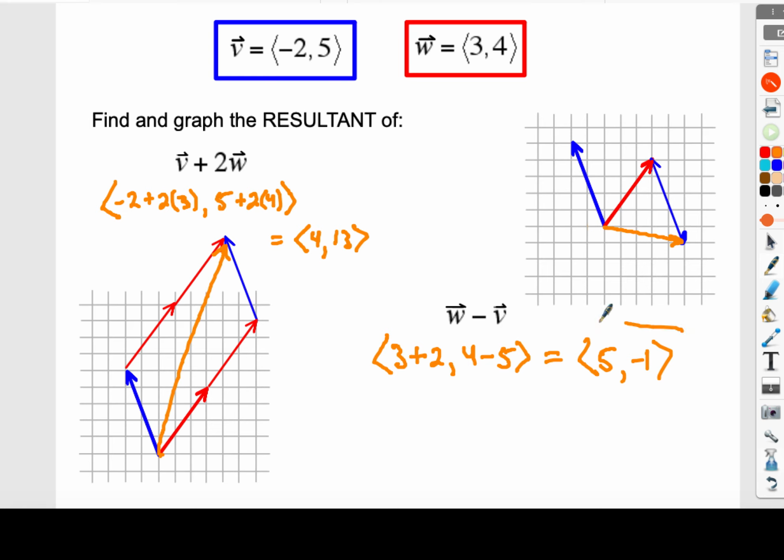Again, you can also subtract vectors. Algebraically, it makes sense. And in the picture, you just have to remember a negative vector is just a vector in the opposite direction.